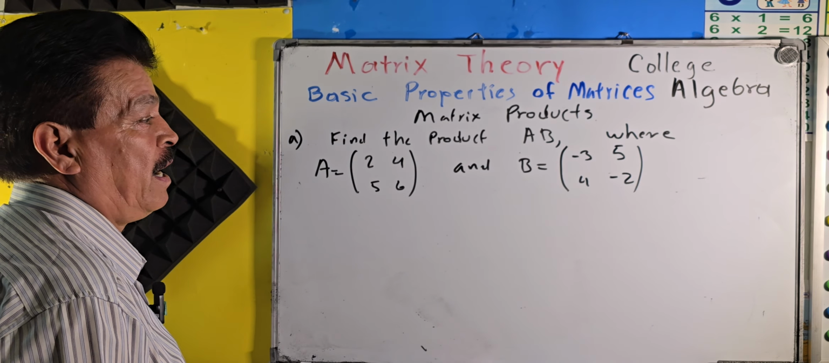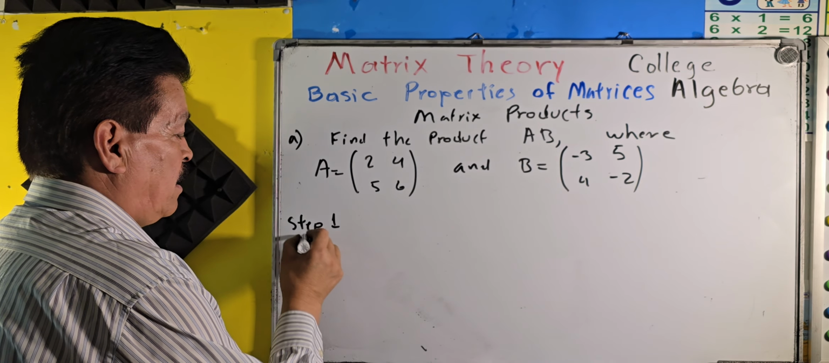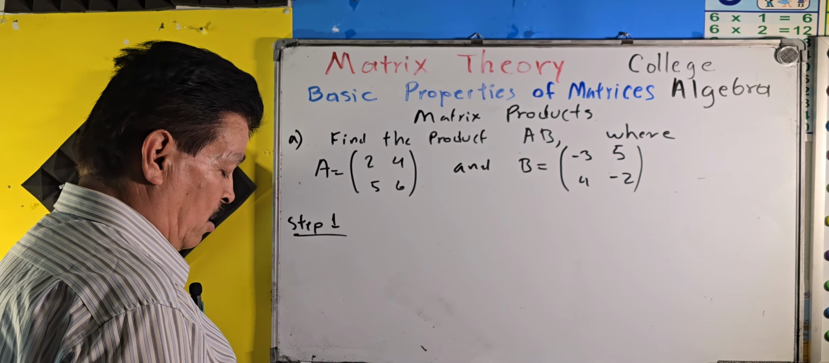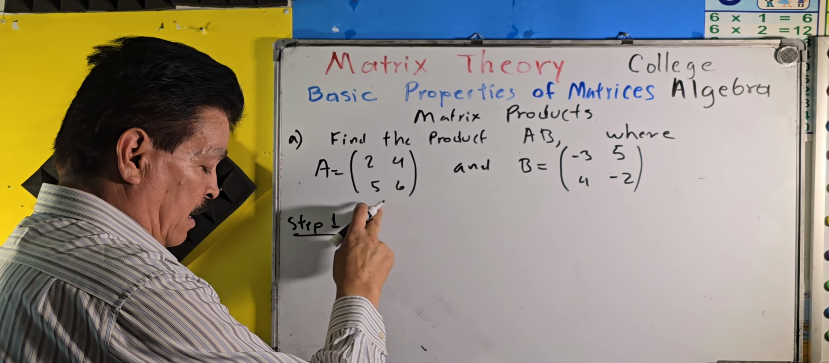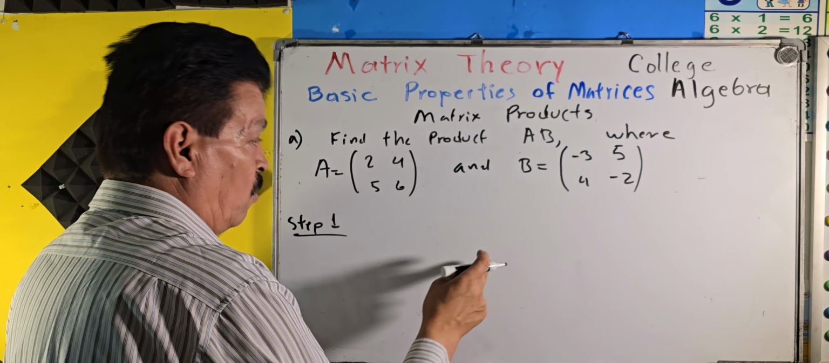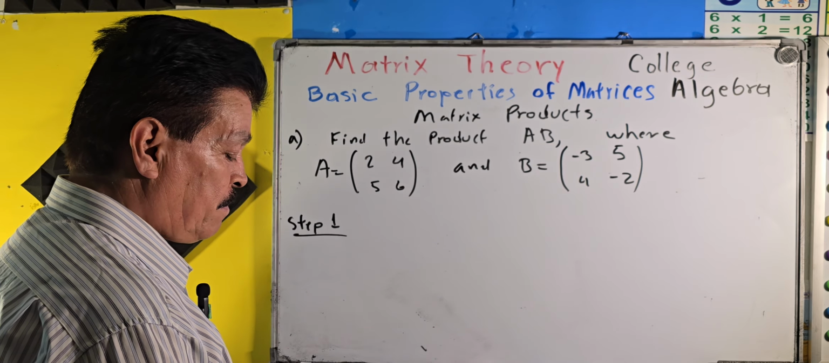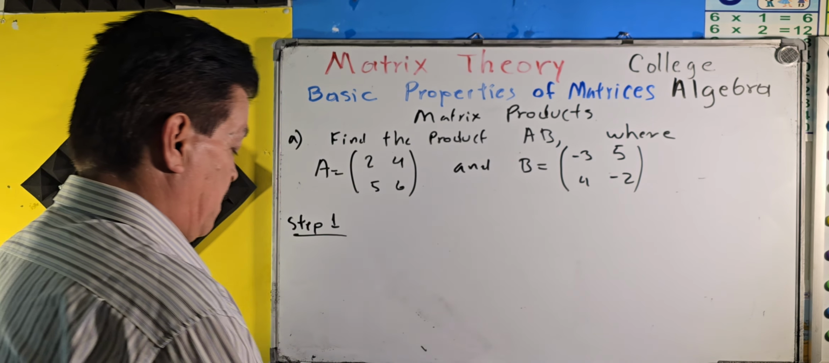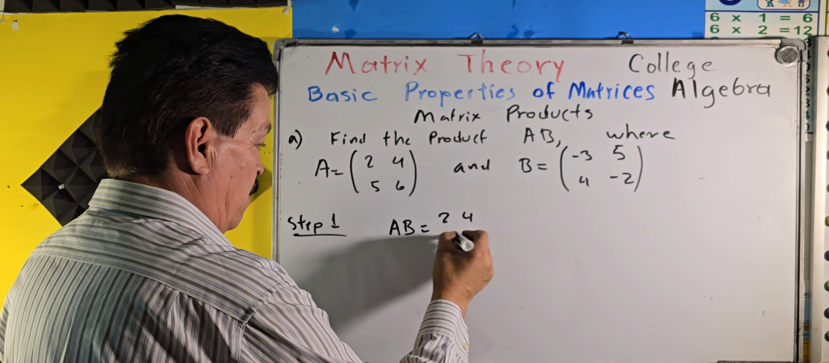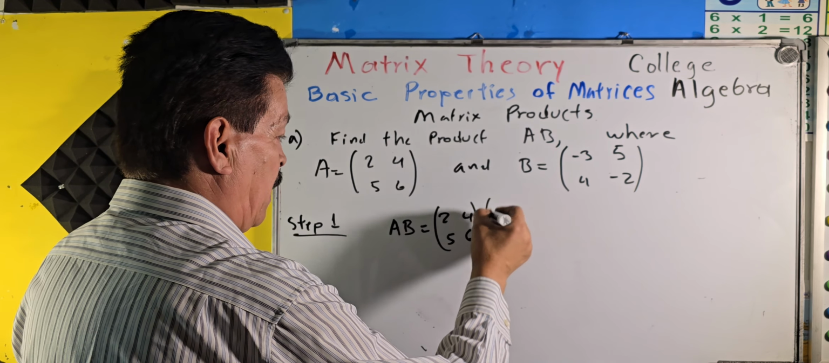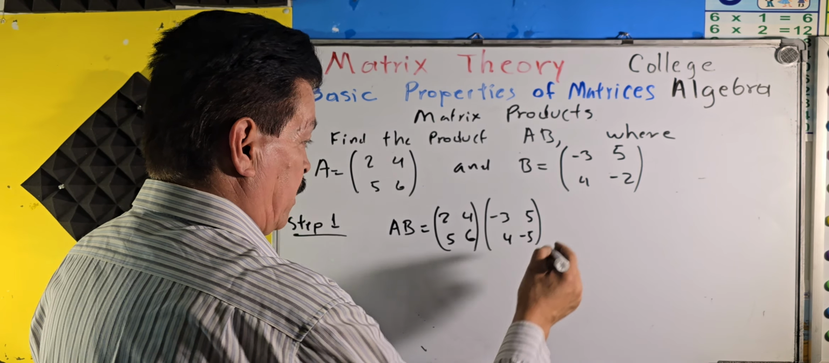I will solve the problem step by step. Step one: multiply the elements of the first row of A with the corresponding elements of the first column of B. So AB equals the matrix 2, 4, 5, 6 multiplied by negative 3, 5, 4, negative 2.